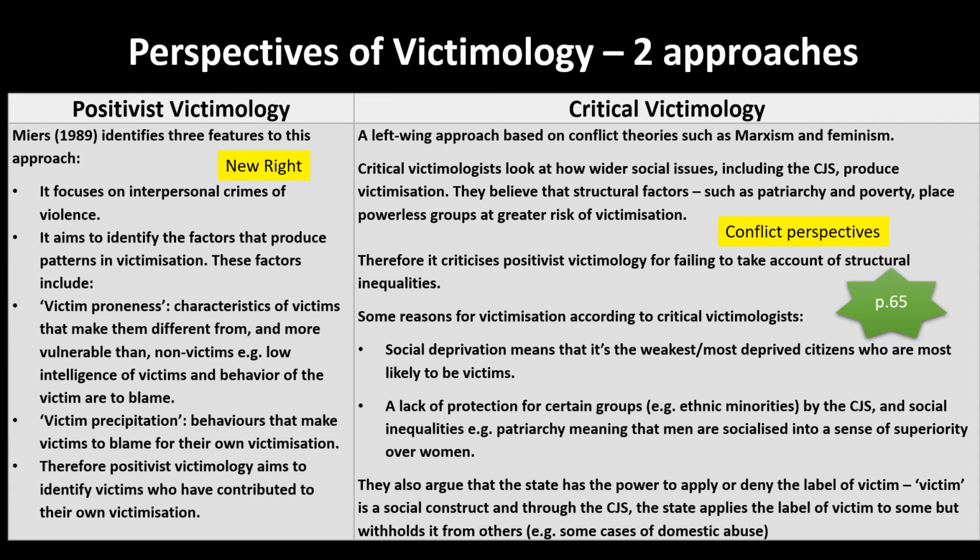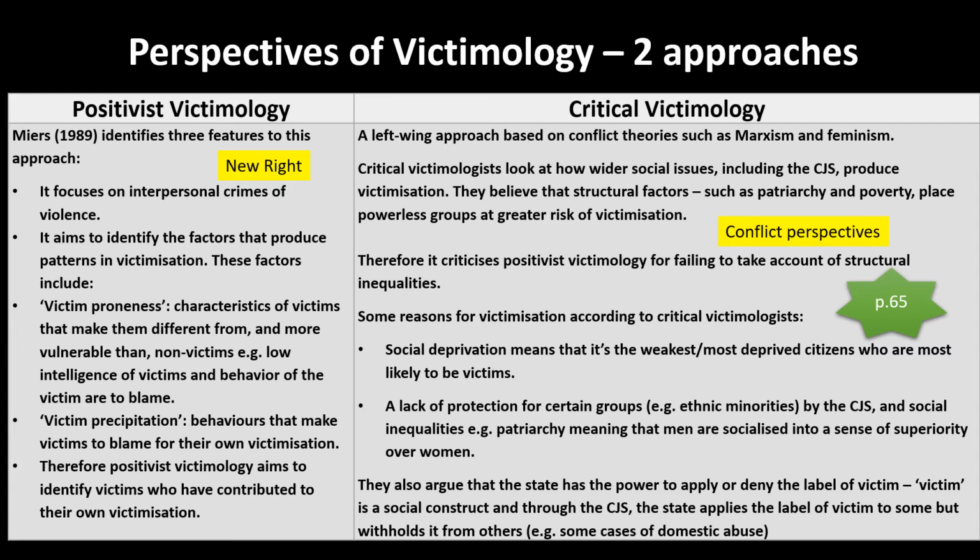It aims to identify the factors that led to someone becoming a victim. So it talks about things like victim proneness and victim participation. Proneness is the characteristics: is someone more likely to be vulnerable? Have they put themselves in a vulnerable position? It covers things like learning disabilities. Does that mean they are in a position where they're more likely to be a victim? You also see precipitation, so behaviours that make victims to blame for their victimisation.